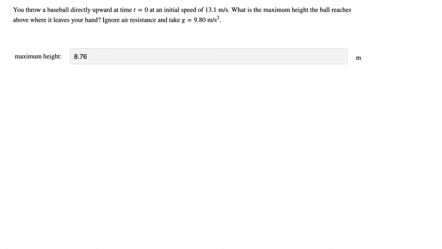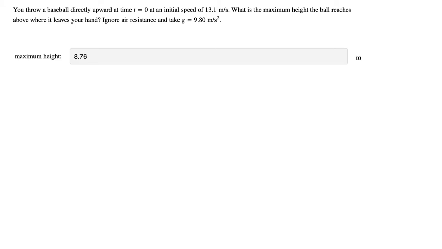Okay, here's a two-part free fall problem. You throw a ball directly upward at time t equals 0 at initial speed 13.1 meters per second. What is the maximum height the ball reaches above when it leaves your hand? Ignore air resistance and take g equals 9.8 meters per second squared.